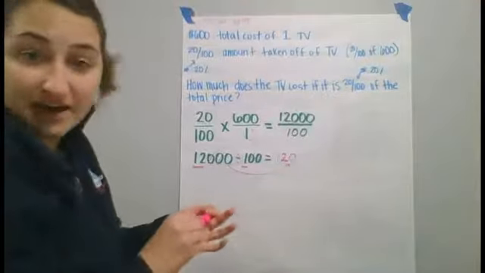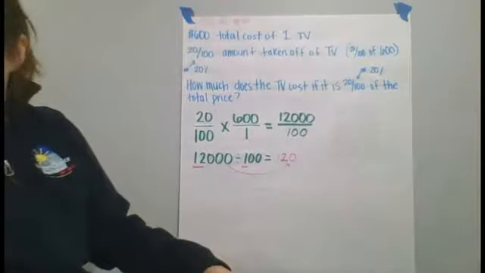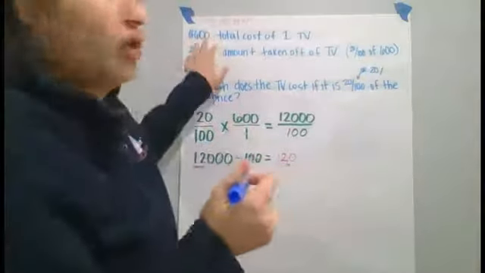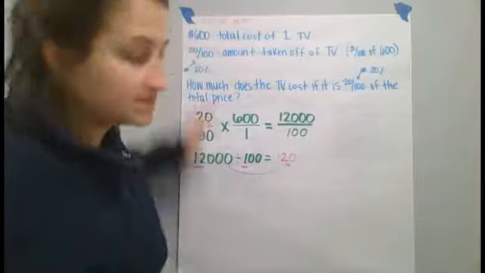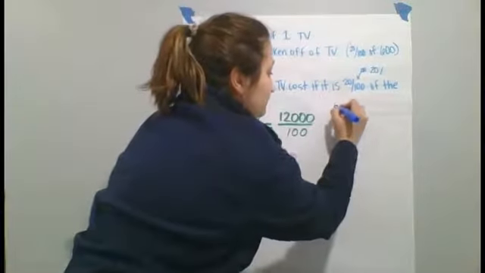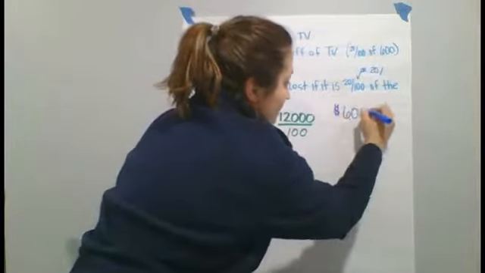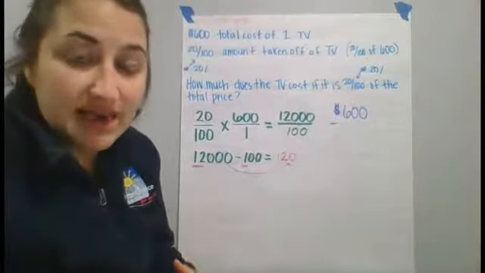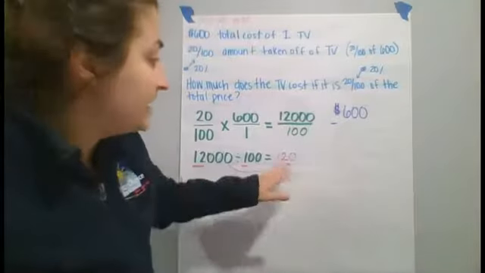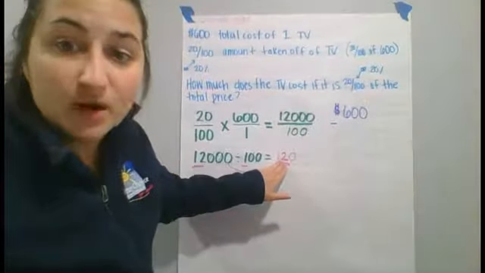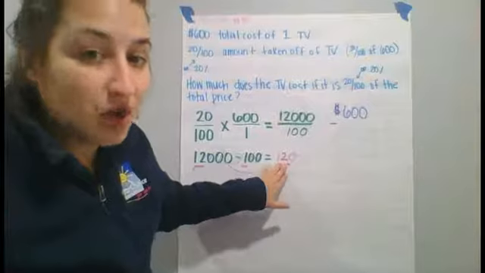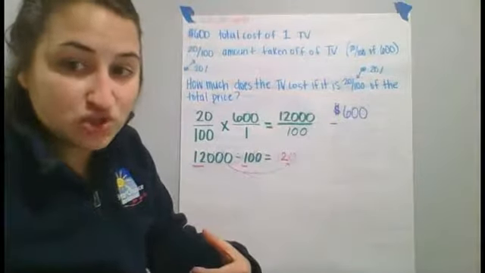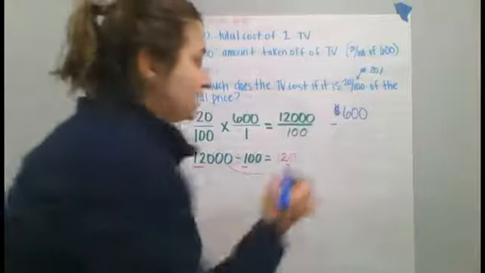from the actual price. So how we want to represent that is we want to be taking our whole cost of the TV, which is 600, and we want to take away that sale amount. So the sale, how much we're going to be saving is $120. But our question was, how much does the TV cost after the 20%? So we want to subtract 120.